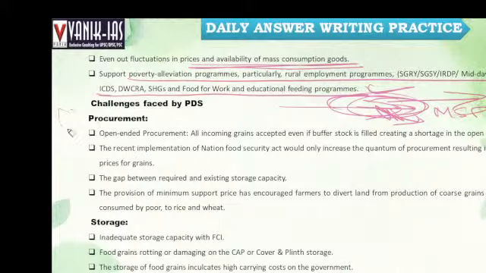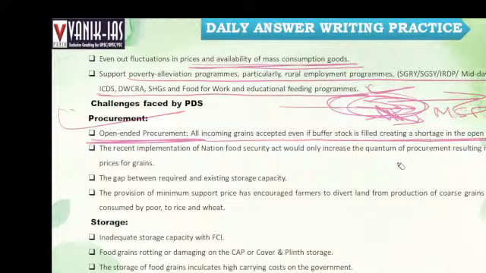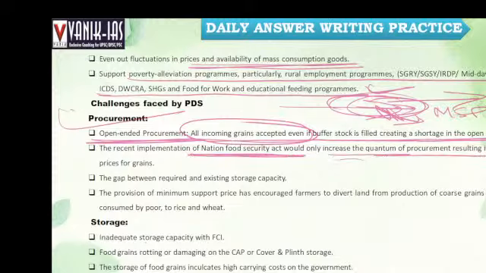Challenges faced by PDS: procurement, open-ended procurement. All incoming grains are accepted even if overstock is filled, creating a shortage in the open market. There is a shortage in the open market, but the buffer stock is filled because all incoming grains are accepted. The government will purchase all the grains at MSP. The recent implementation of the National Food Security Act, NFSA, will increase the quantum of procurement, resulting in high prices of grains. It will increase the quantum of procurement, right?